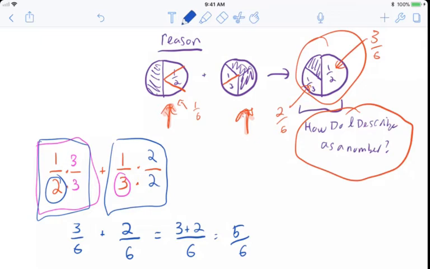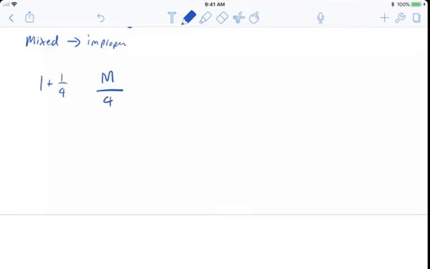Okay. So we can turn a mixed fraction into an improper fraction fairly easily. So for instance, 1 plus 1/4. How do we turn this into an improper fraction? By that I mean I want another number with the same value where it's some number divided by 4. And this is probably going to be another number bigger than 4. How do I figure out what that numerator is?